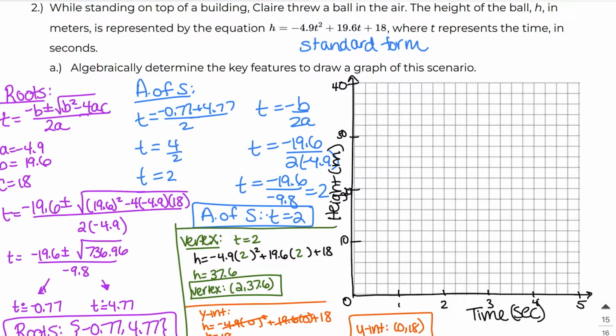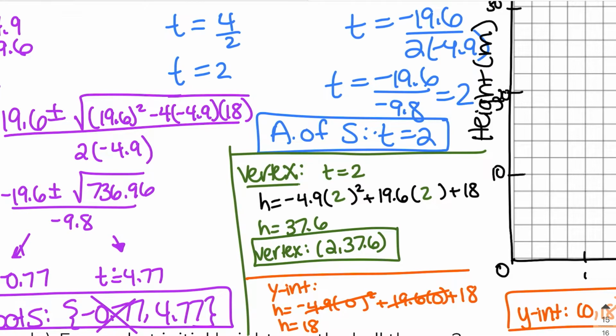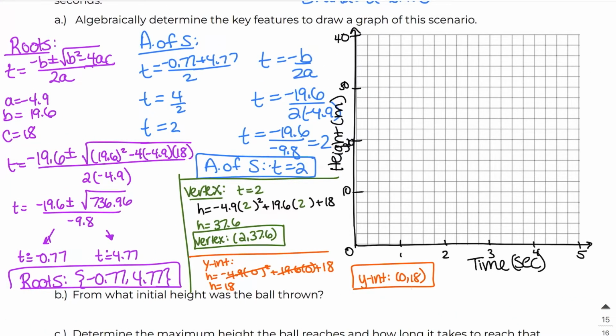And now I can go ahead and label in the information that's given to me. First of all, my first root is negative 0.77, but I can't have a negative time. So I'm not going to graph that point out. But my other root is 4.77. So I'm going to go on my x-axis to 4.77, which is pretty close to 4.75. This is 3/4, which is 0.75. So I know it's going to be there.